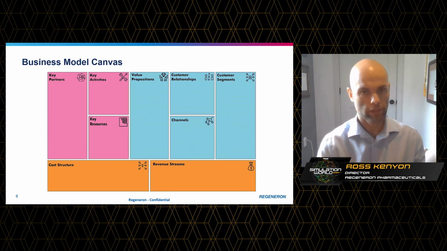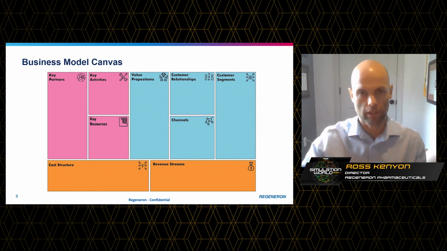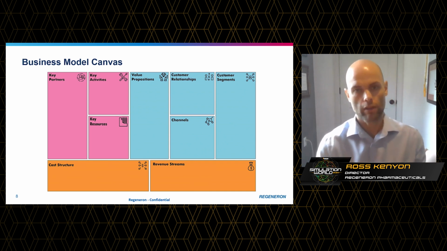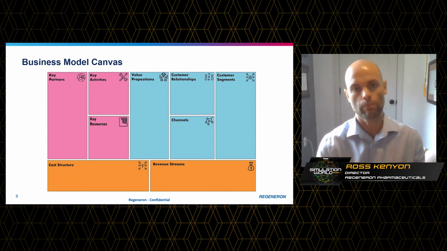So looking at the canvas, there's three elements. On the top left is the backstage components. On the top right is the front stage or customer-facing components. And on the bottom is the profit formula. So in the backstage area, this is where we think about what are the key activities? What are the things that we do as a modeling and simulation organization? What are our key resources and who do we partner with to make these things happen?